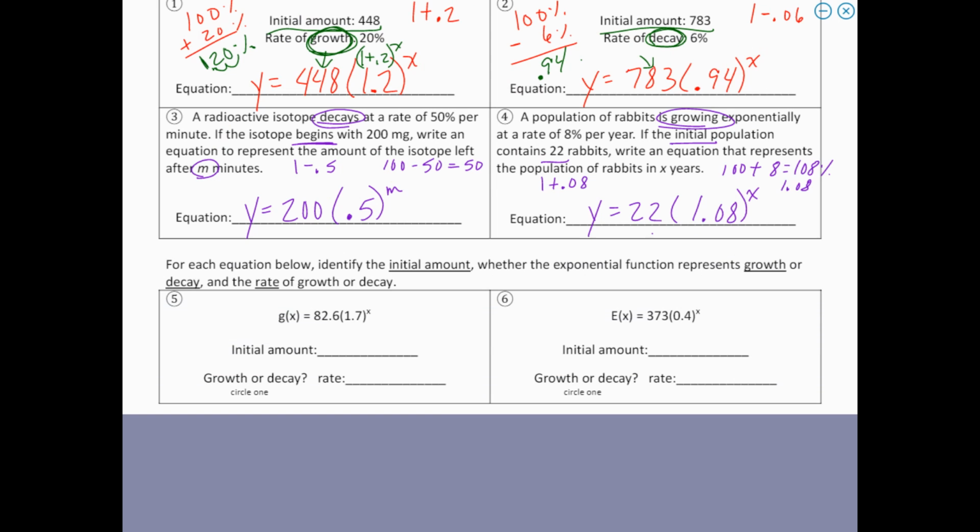These next two problems give you the equation, but you need to pick it apart. So there's your equation. Answer: what's the initial amount? Is it growing or decaying? And what is the rate? Remember that the rate is going to be as a percentage.